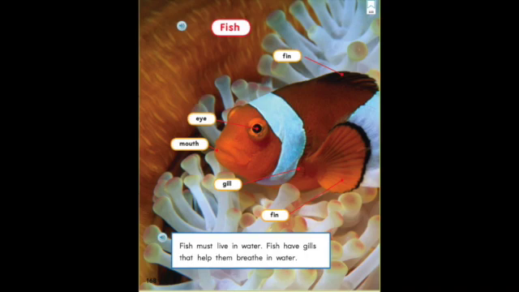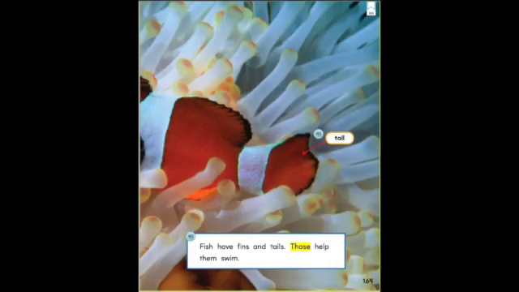The next word we're looking at is breathe. This fish can breathe underwater. Breathe means to take air in and push air out. On this page, we read about the fish's tail. Tails are a thin part that stick out from the back part of an animal's body.